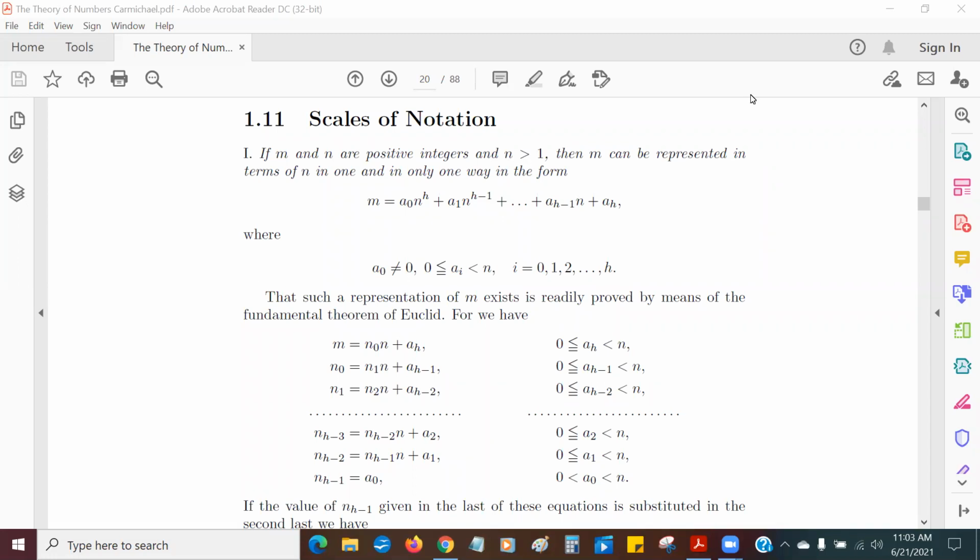Hi, everybody. Welcome to 1.11, scales of notation. This is another word for what we call bases.